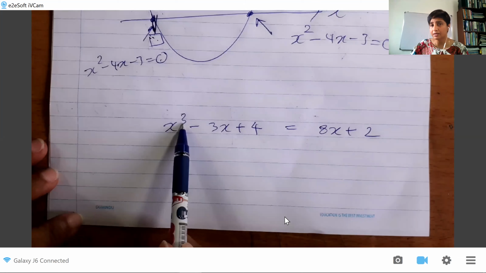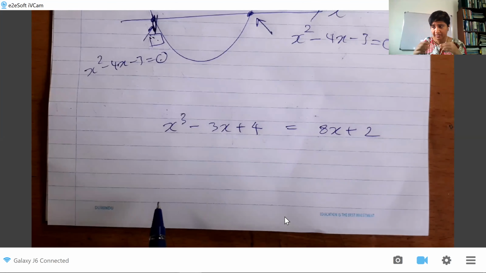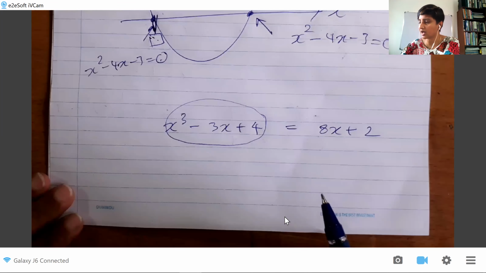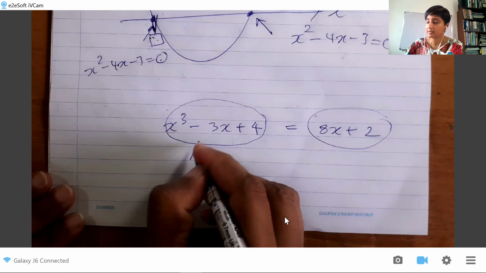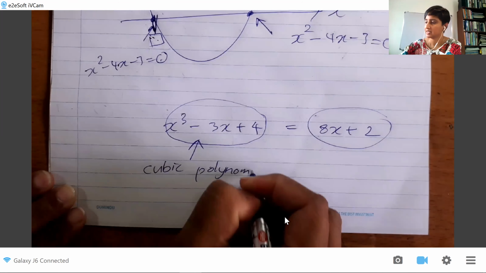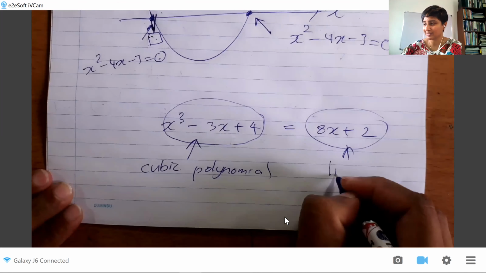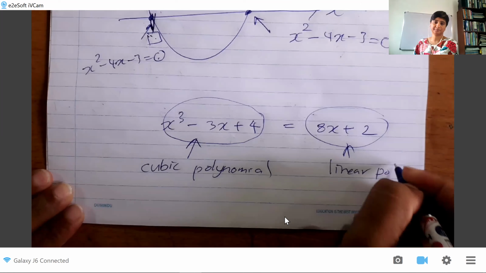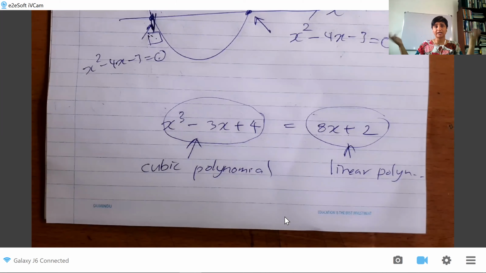Remember, an equation has two expressions equated. Here's one expression, and here's your other expression. This expression is a cubic. Yes, it's a polynomial. It's a cubic polynomial. This expression on the other side is a linear polynomial. Okay? An equation always has two expressions on either side.